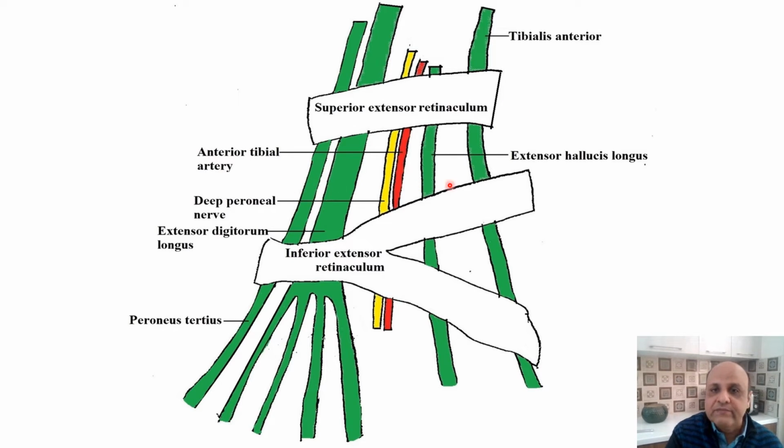All these muscles, remember students, pass in front of the ankle joint, so they are dorsiflexors of the foot, and all these muscles are supplied by the deep peroneal nerve. So once again, structures passing from medial to lateral side deep to the extensor retinaculum are tibialis anterior, extensor hallucis longus, anterior tibial artery, deep peroneal nerve, extensor digitorum longus, and the peroneus tertius muscle.